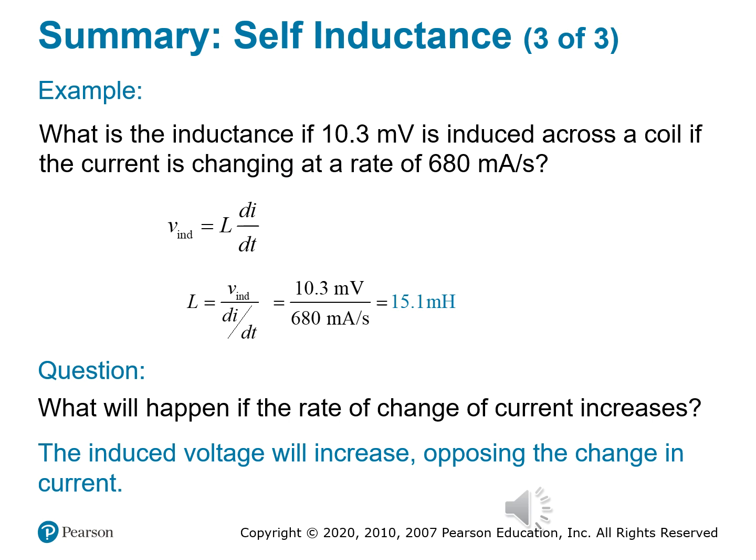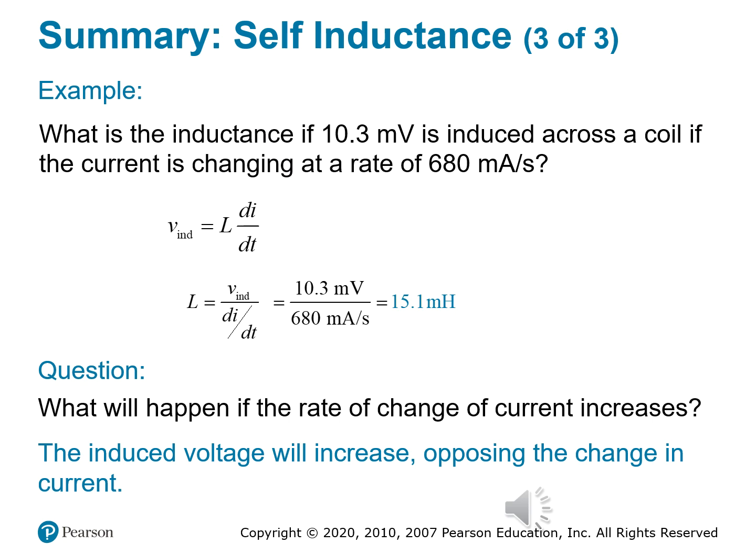So here's a setup. A voltage of 10.3 millivolts is induced across a coil. The current through that coil is changing at a rate of 680 milliamps per second, and we want to find the coil's inductance. Using the rearranged form of the self-inductance equation, L is equal to V induced divided by dI/dt. So all we've got to do now is plug in the values.